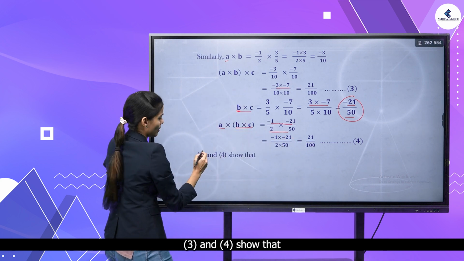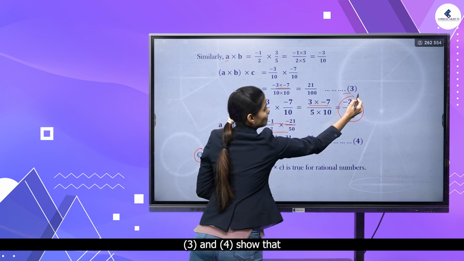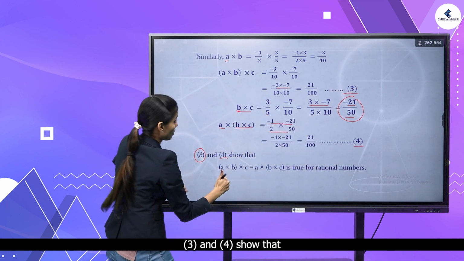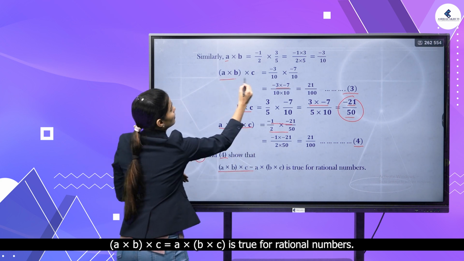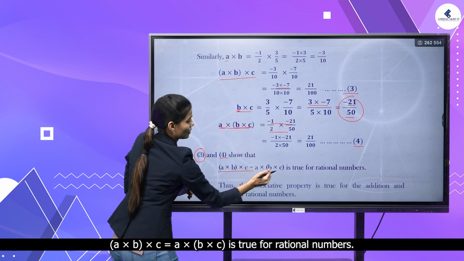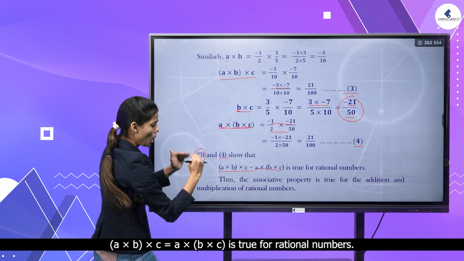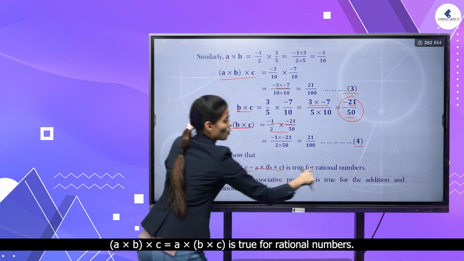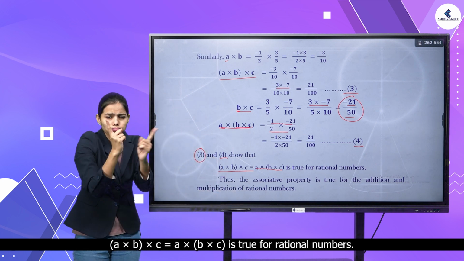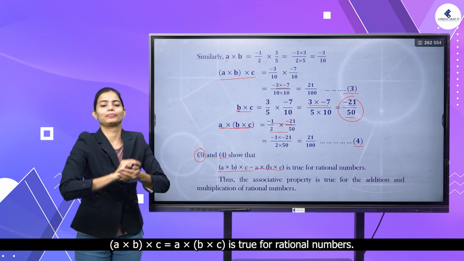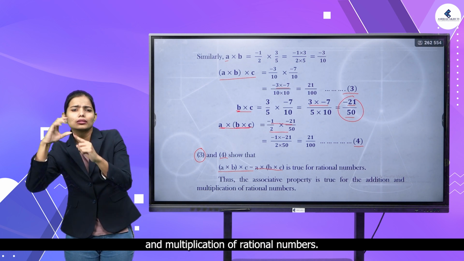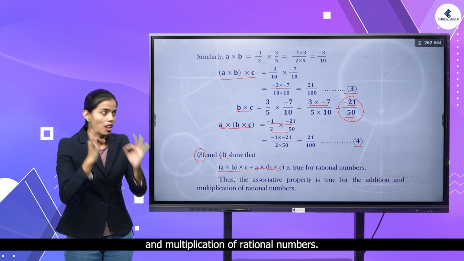3 and 4 show that (a × b) × c is equal to a × (b × c), is true for rational numbers. Thus, the associative property is true for the addition and multiplication of rational numbers.